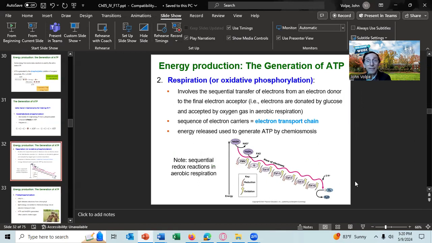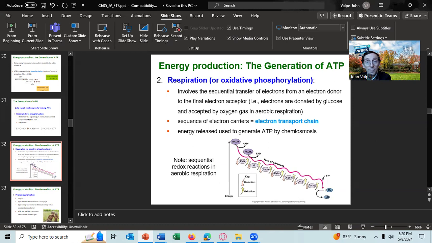The second way that cells can generate ATP is by respiration. This is also called oxidative phosphorylation, and we'll talk a little bit more about that later when we're talking about the third step of aerobic respiration. You'll note that I'm not saying aerobic respiration here. I'm only saying respiration, meaning it's all forms of respiration, both aerobic respiration and anaerobic respiration, where you have the sequential transfer of an electron from an electron donor cell to an electron acceptor.